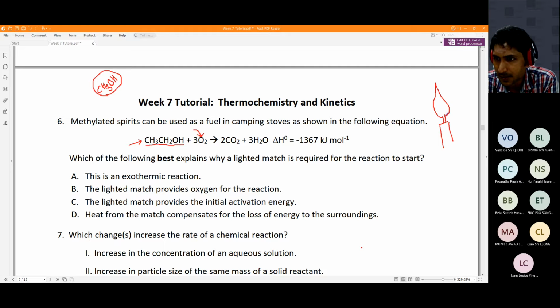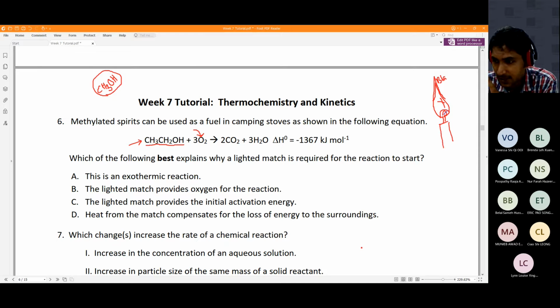In this flame, you will see this is blue color. This is yellow color, and here is black color, like that. It is blue. This is yellow. Why are there three different colors for one flame?